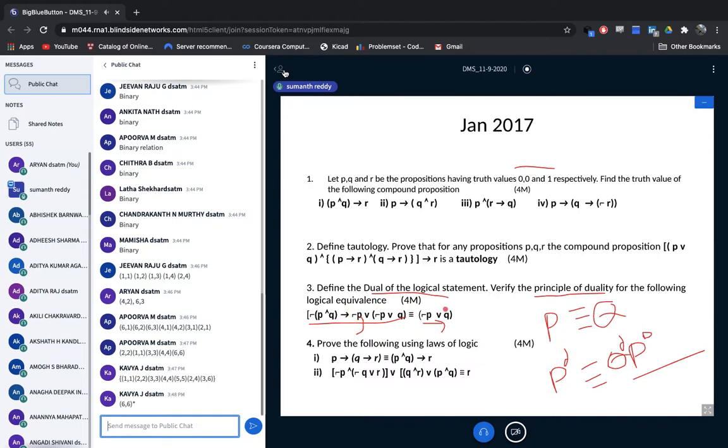So first you have to find the duals, then you need to check whether they are logically equivalent or not. Okay, in the same year question paper, one more question he has asked using the laws of logic. That is P implies (Q implies R) is logically equivalent to (P and Q) implies R. I think this problem we have already solved.